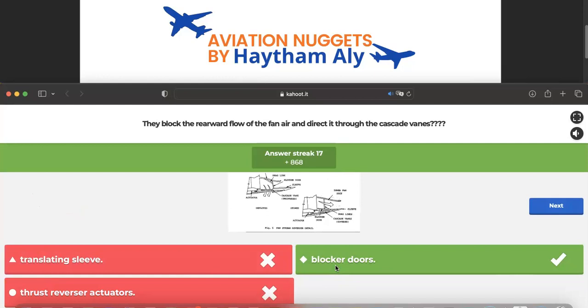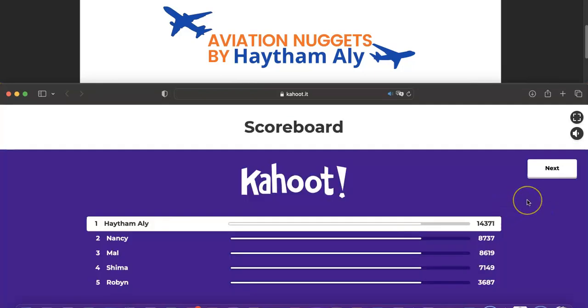Blocker doors. Okay, so when the translating sleeves move aft by the hydraulic thrust reverser actuators, they move the blocker doors through the drag link. The blocker door's job is to block the fan discharge airflow, and the translating sleeve moving aft exposes the cascade vanes to send the fan stream forward at a certain angle, away from critical components of the aircraft, like undercarriage components, flight controls, and the passenger cabin. Okay, everybody, let's proceed to the next question.